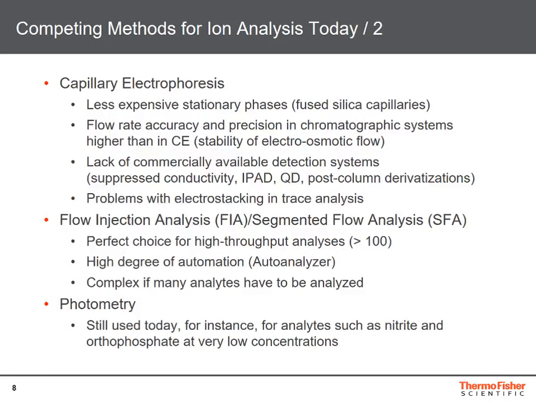However, the system might be a little more complex if many analytes have to be analyzed simultaneously, and we should also not forget that flow injection analysis or segmented flow analysis is nothing else but automated wet chemistry with exactly the same problems which we have observed in wet chemistry more than 40 years ago, before the introduction of ion chromatography. Last but not least, photometry, still very popular today, for instance for the analysis of nitrite or orthophosphate at very low concentration, an analysis which is usually done in contract laboratories photometrically.